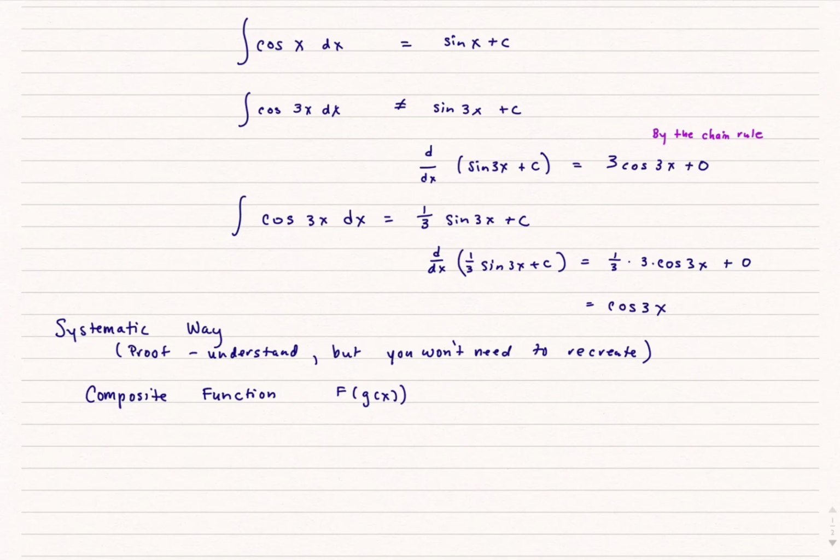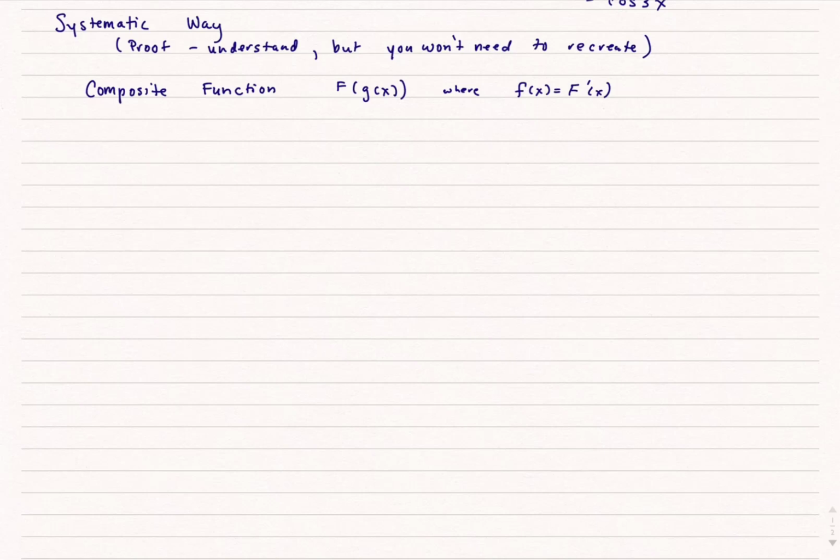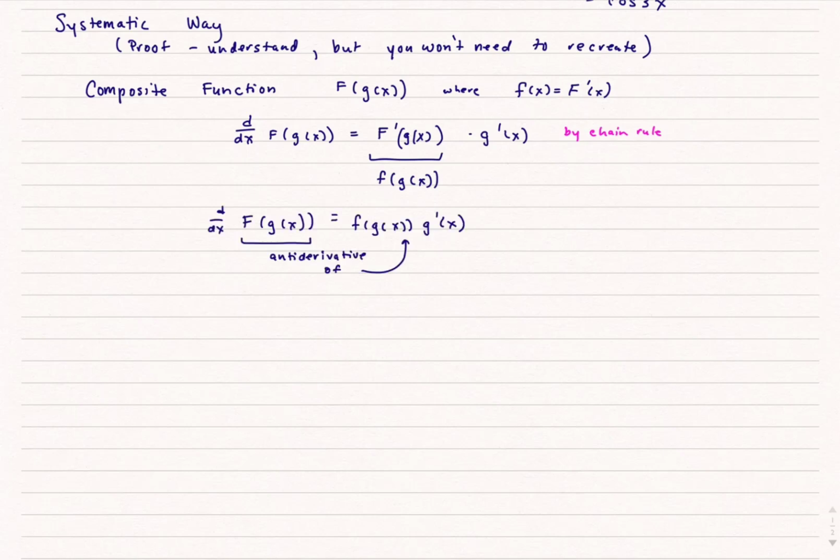I'm going to talk about a composite function, capital F of g of x. I'm going to say that capital F of x is the antiderivative of lowercase f. That is, lowercase f of x equals the first derivative of capital F of x. If I take the derivative of F of g of x, I get this by the chain rule. I can rewrite this first part of the product as this. So I can think of capital F of g of x as the antiderivative of lowercase f of g of x times the derivative of g of x. If that's the antiderivative, then when I take its integral, I'll get back to the antiderivative. So I can write this equation.